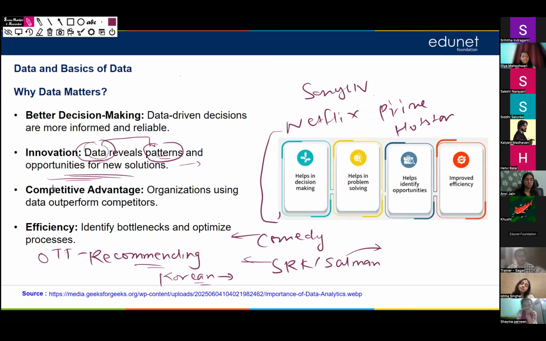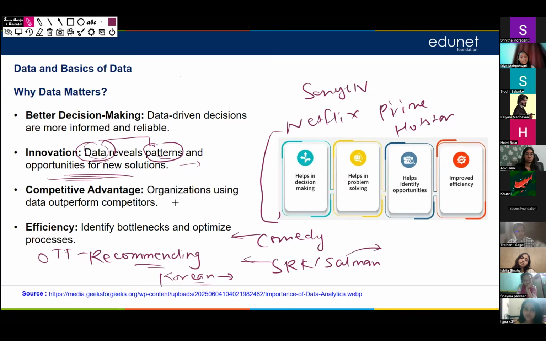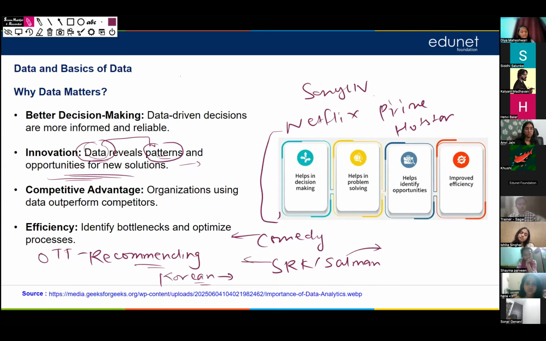Next, how is obviously, if I am talking about businesses, right, and all of you are majorly from BCom, BBA background, all of you understand that any organization in the world does this data collection, data management, data safety, security to outperform competitors, right?